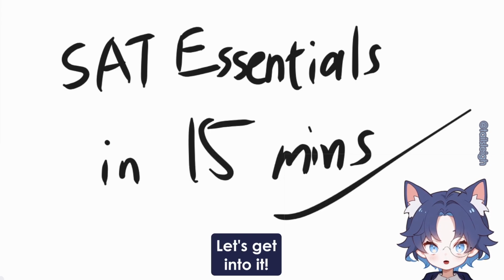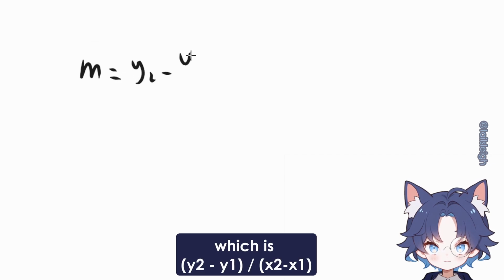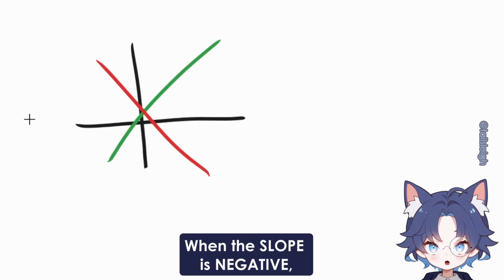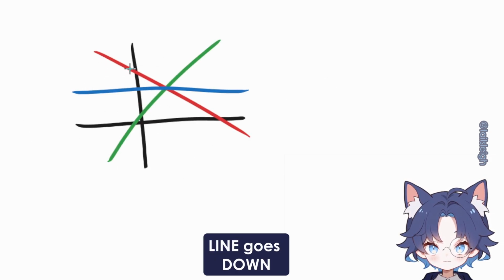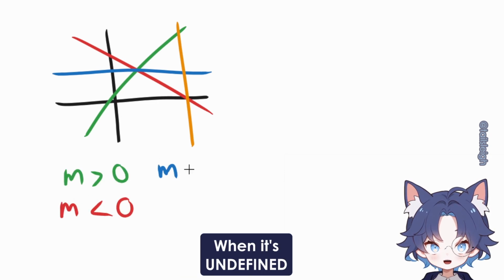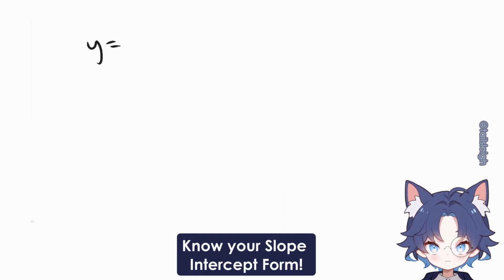Let's get into it. Slope is rise over run, the steepness of the line, which is y2 minus y1 over x2 minus x1. When slope is positive, the line goes up. When the slope is negative, the line goes down. When the slope is zero, it's a horizontal flat line. When it's undefined, it's a vertical line, straight up or down.